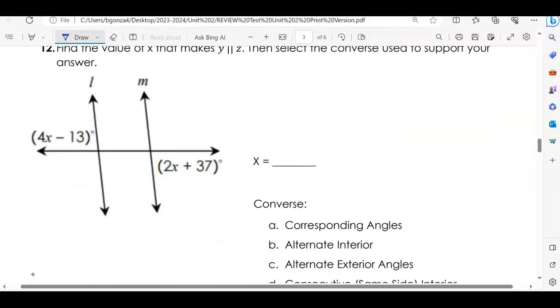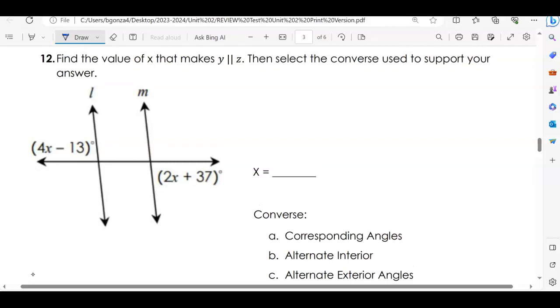Number 12. Kind of more the same idea. What is the relationship here? So again, outside angle, outside angle. Now, we don't know if L and M are parallel, but we want to find x that would make them parallel. So what would make these lines parallel is if these alternate exterior angles were congruent. We don't know if they are, but if we treat them as congruent and get x, that would be the value that would help us prove these lines are parallel.